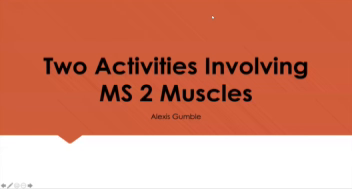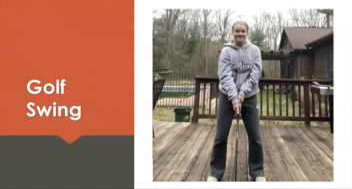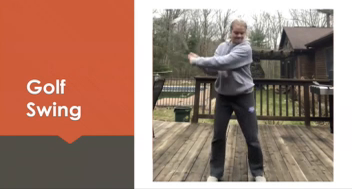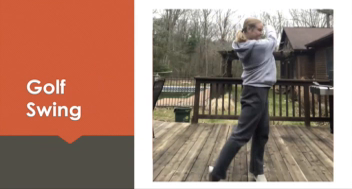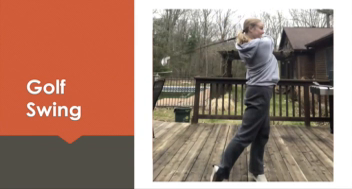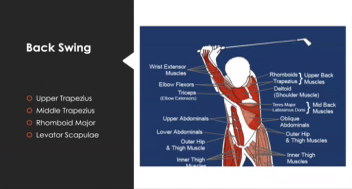So I'm going to be talking about two activities that involve the muscles that we went over in the second musculoskeletal lab. The first motion I'm going to talk about is a golf swing. There are two parts of this motion, the backswing and the front swing. For the backswing, we talked about a couple of the muscles that are involved in this action, and those were the upper trapezius, the middle trapezius, the rhomboid major, and the levator scapulae.